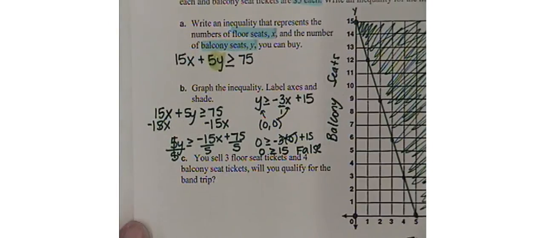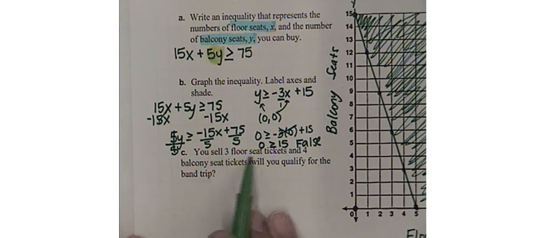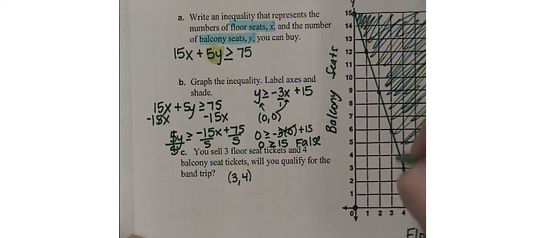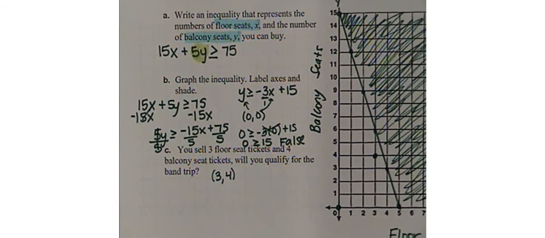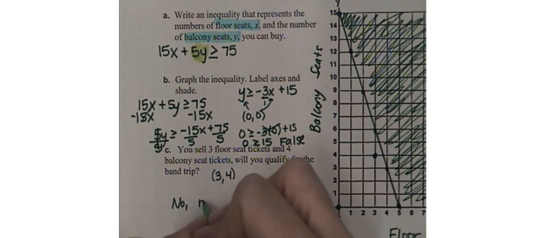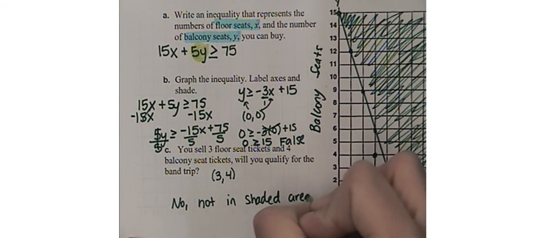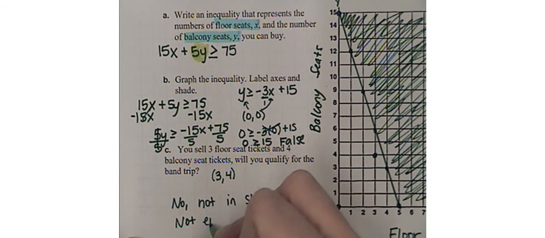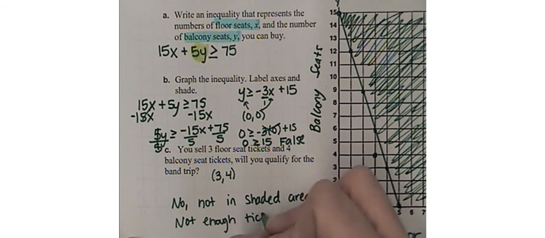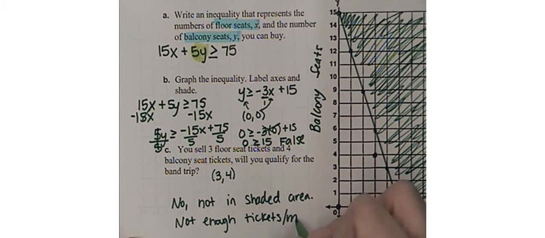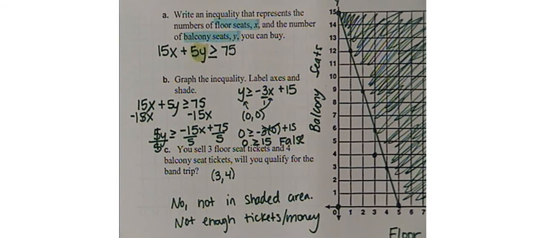So if you sell 3 floor seat tickets, that's x, and 4 balcony seat tickets, 3, 4, there's that point right there. Will you qualify for the band trip? Is that in our shaded area? No, it's not in the shaded area. You didn't raise enough money. Not enough tickets. Not enough money. So you don't qualify for the band trip.